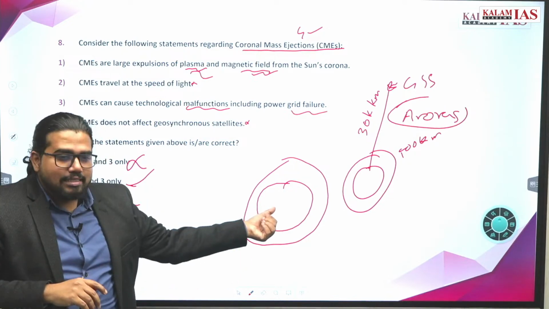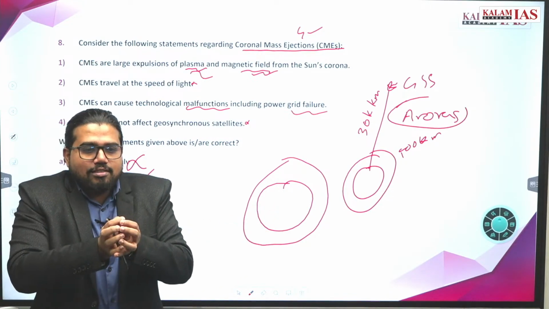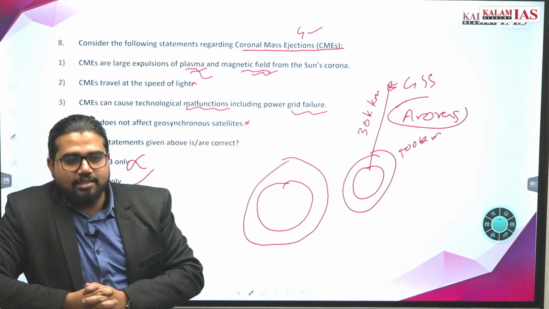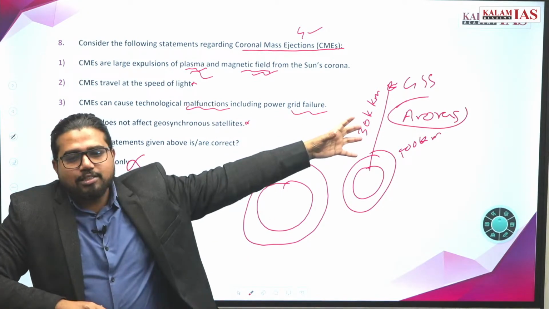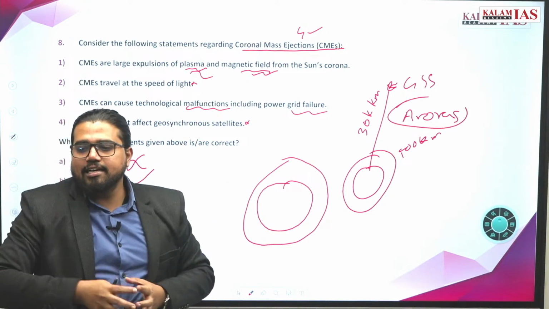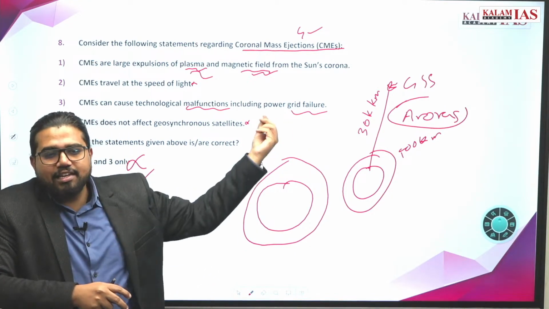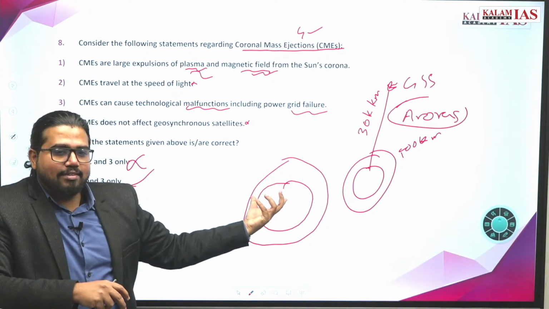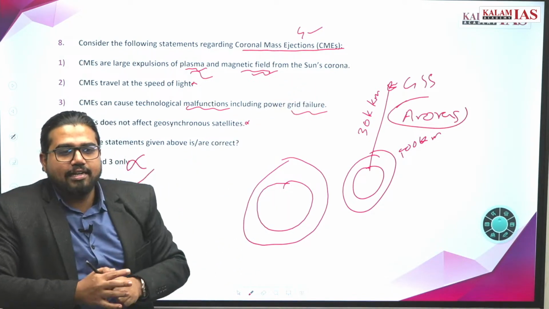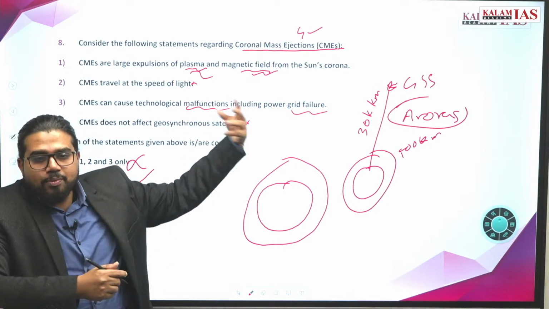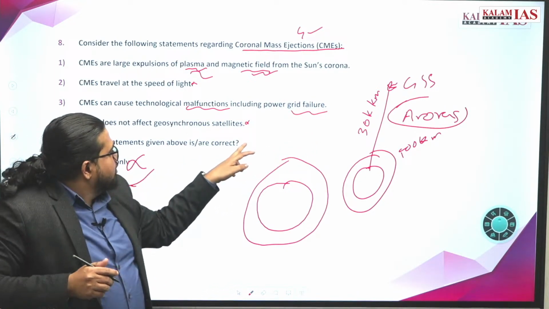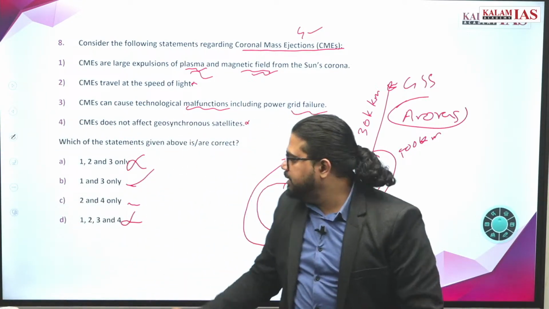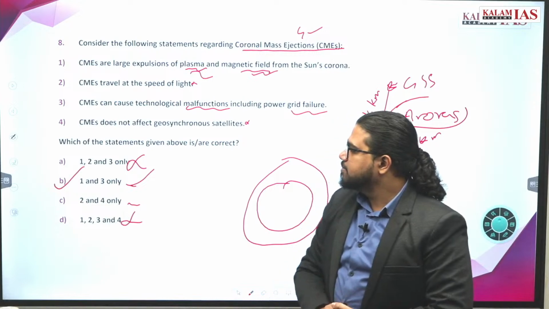But what about Mars? Mars' core is condensed or solid. It doesn't have an active magnetic field like Earth. So whatever plasma is coming will come straight and hit Mars. Again, it has a very thin atmosphere. So if Mars is impacted, why would a satellite sitting there not get impacted? It should be impacted. 4 should be wrong. So what is our answer? Answer is B, 1 and 3 only. Okay.